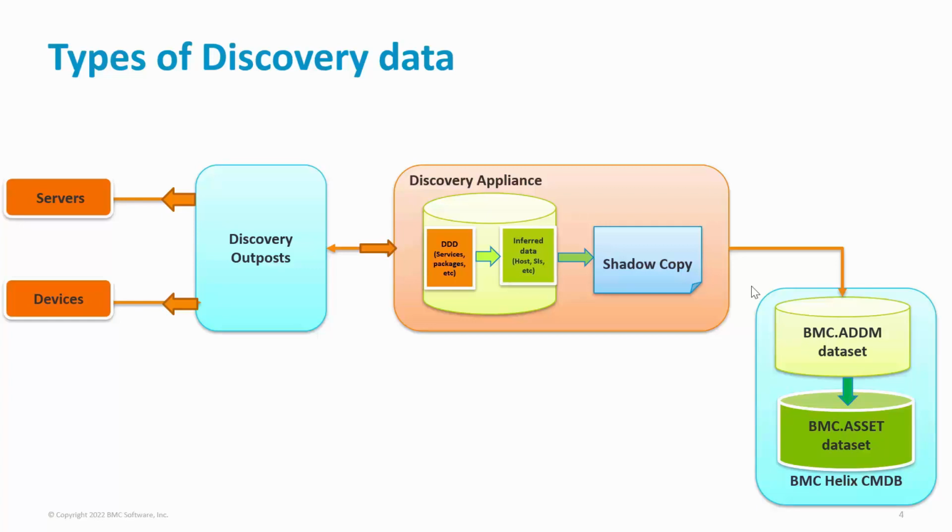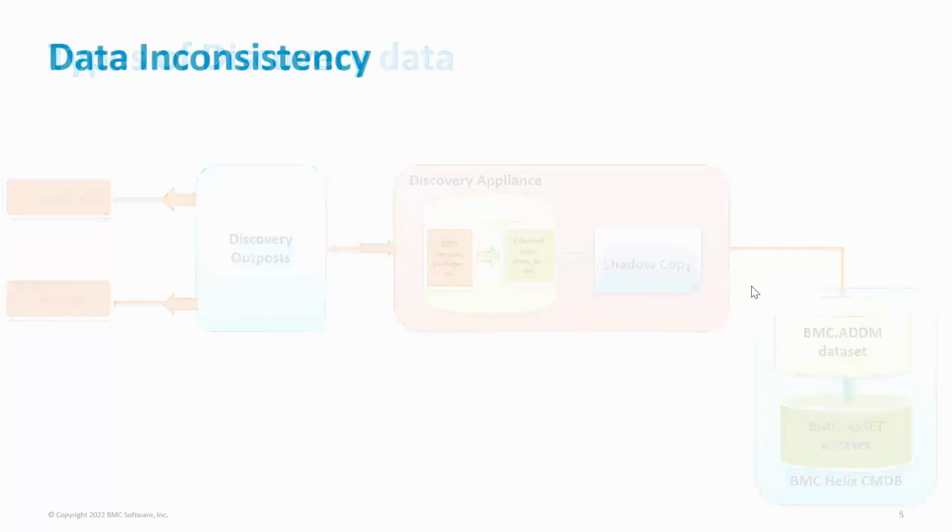Now that we have understood the type of discovery data that gets synced into the Helix CMDB, let's talk about data inconsistency that you might see when comparing discovered data with the data that has been synced into the Helix CMDB. I'm going to talk about all types of data inconsistency that are reported by customers. And you will see that some of these are not exactly data inconsistency, but design behavior.